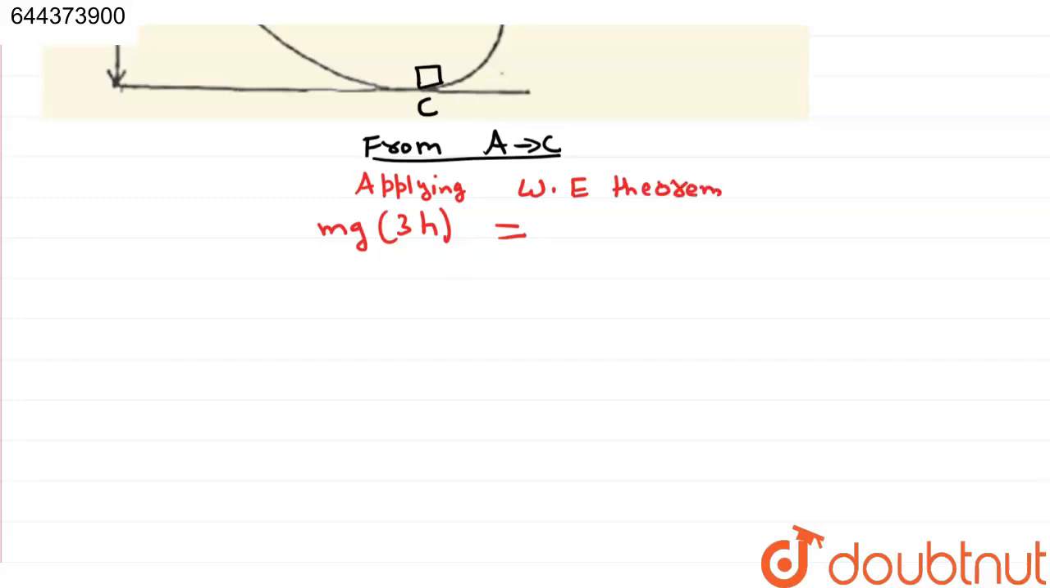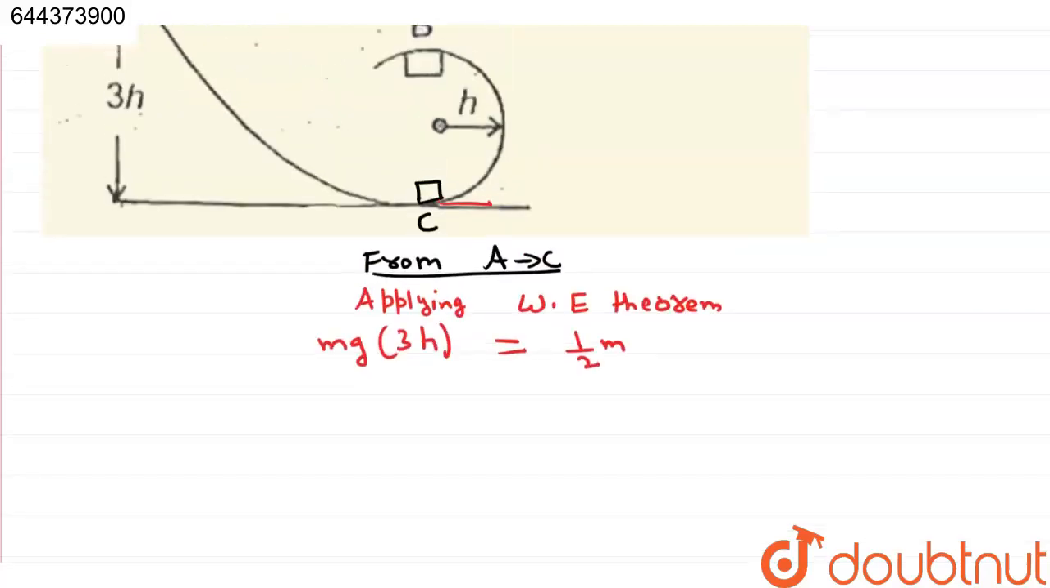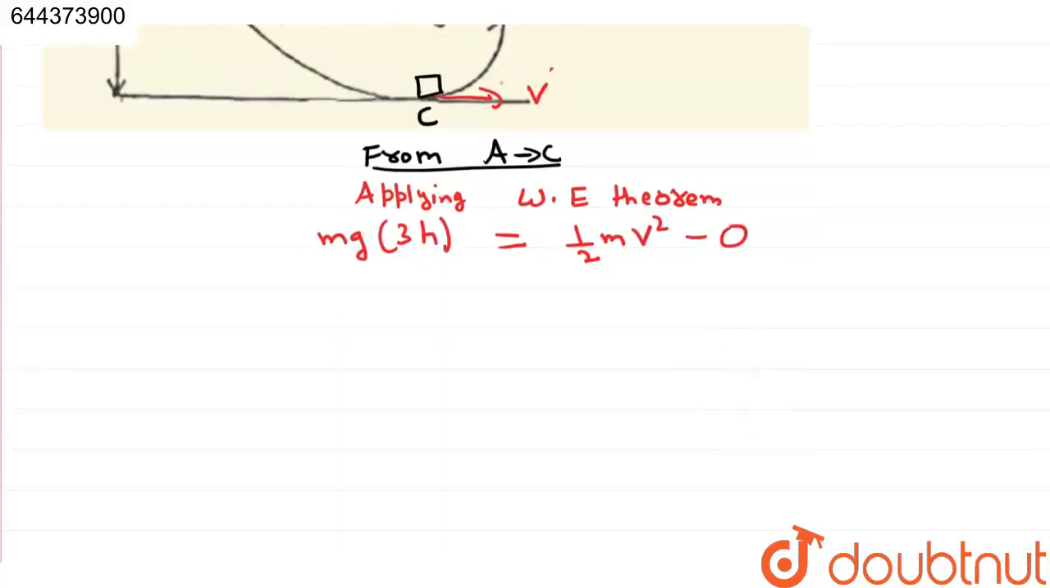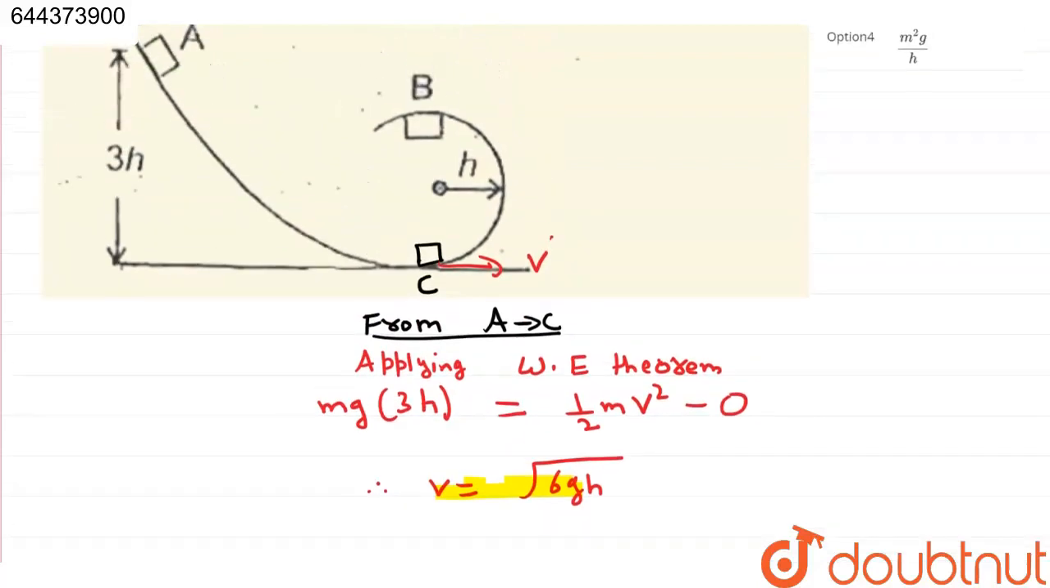So mg into 3h is equal to change in kinetic energy, that will be 1 by 2 m v square. Suppose here velocity is v, so it will be 1 by 2 m v square. Initial velocity is 0, so initial kinetic energy will be 0. So we get v is equal to root 6 gh. This will be our velocity at point C, root 6 gh.